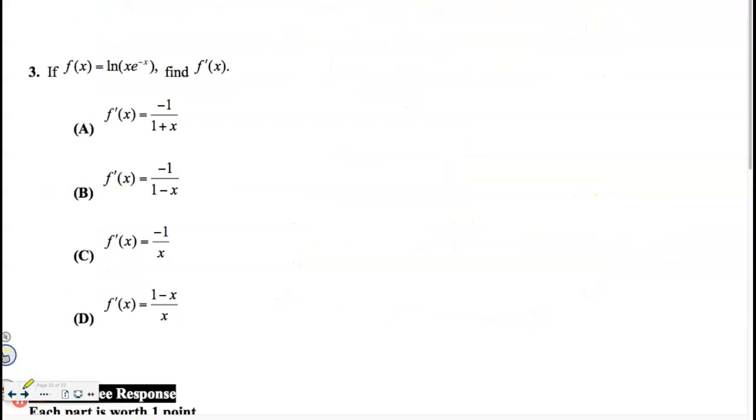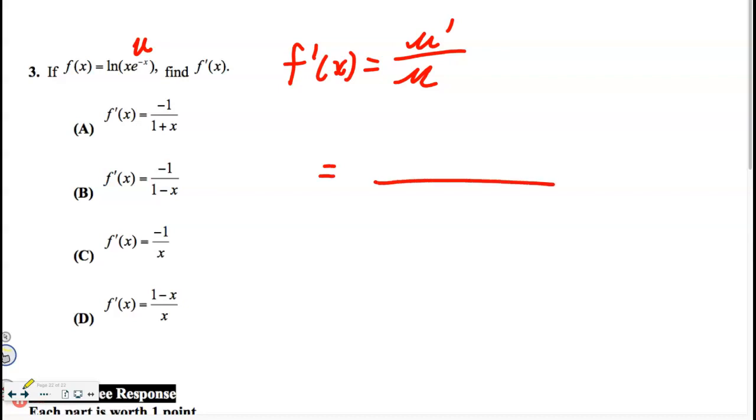Number 3. Ooh, this one looks a little tricky, doesn't it? This is the natural log of a function of x. And to find its derivative, we will need to do 1 over u times du dx, or also known as u prime over u. So my denominator is the function itself. In the numerator is that function's derivative, but it's the product of two functions.